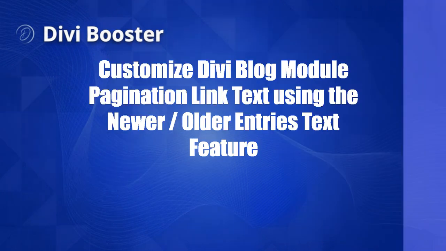To make customizing the pagination link text in the Divi Blog module easy, we use the newer/older entries text feature. This feature allows you to add custom labels for these pagination links directly within the module settings. It's a simple, no-code solution for replacing the default older and newer text with your own wording.